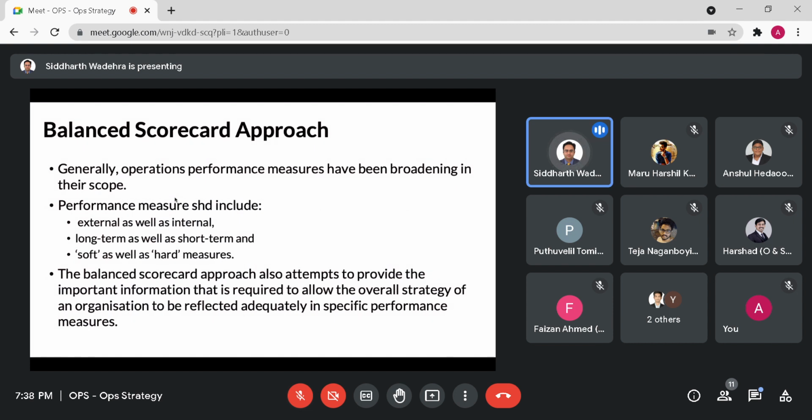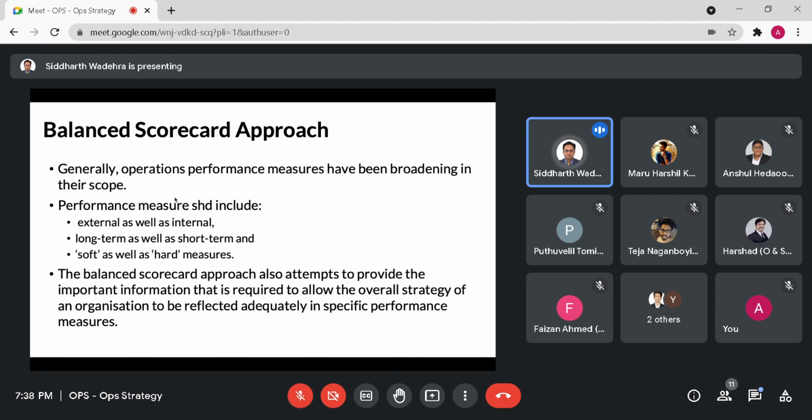Generally, operation performance measures have been broadening in their scope. We used to have very specific measures, but with so many uncertainties and so many changes in the business environment, the metrics that organizations track have been broadening. Typically, any of these performance measures should include external as well as internal. You might look at your market outlook, and you must also look at internal, where you're building operation capabilities, long-term as well as short-term.